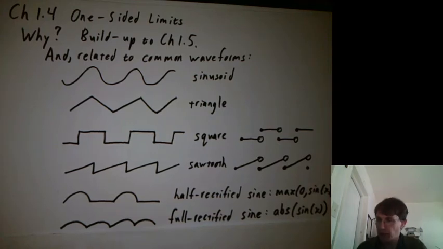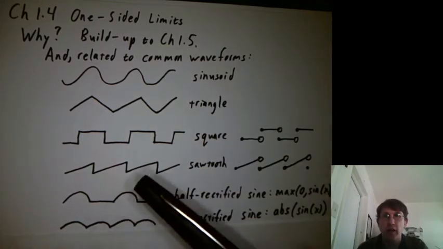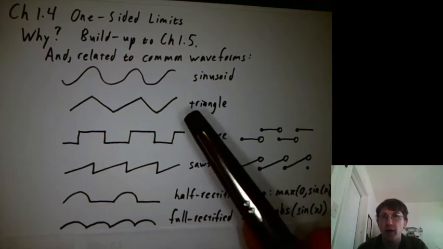Let's start chapter 1.4, which is about one-sided limits. A good first question is, why should we care? It's partly a build-up to chapter 1.5, and they're also interesting in relation to some common waveforms.